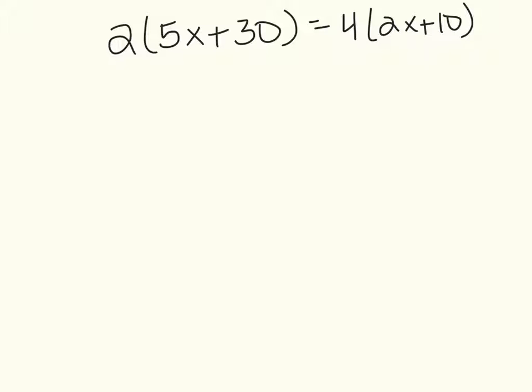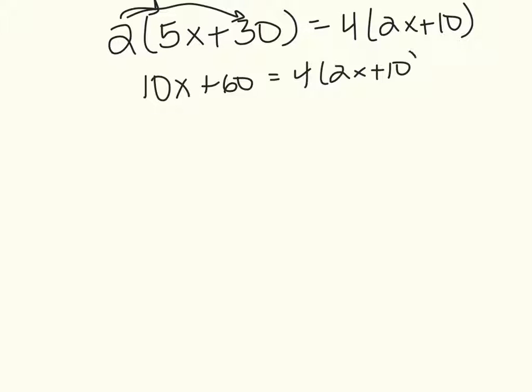Here we go. I'm going to distribute my times 2 to everything inside the group. So 2 times 5x is 10x. 2 times 30 is 60. One step at a time. So I'll rewrite everything else as it is. Next, I'm going to distribute my times 4 to everything inside its group. 4 times 2x is 8x. 4 times 10 is 40. Everything else is rewritten.